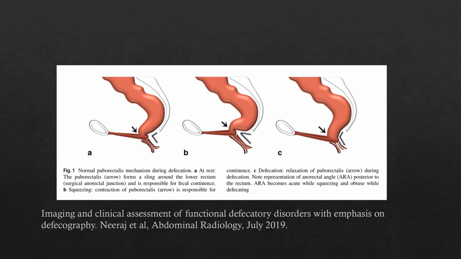Again, I remind you, as we discussed in the first part, the anorectal angle during rest here. During squeezing, there is a contraction of the puborectalis muscle, so this angle will be exaggerated and will be more acute. Once the patient starts to defecate, the puborectalis muscle starts to relax and the anorectal angle starts to be more obtuse.